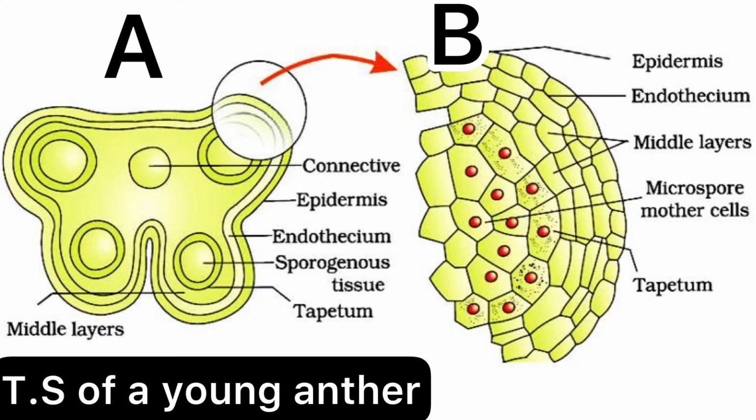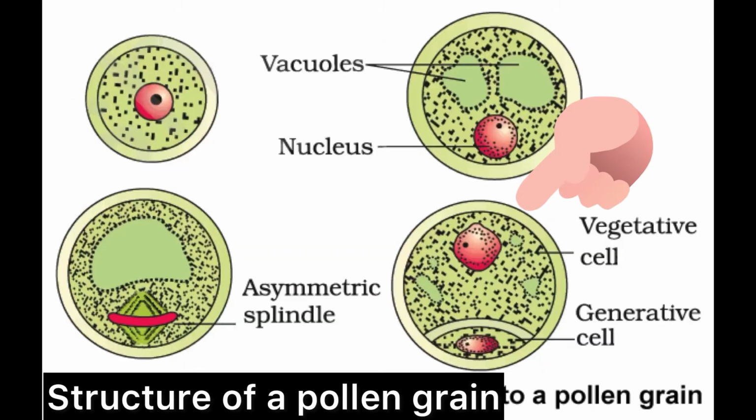In case they ask to draw TS of the young anther along with the enlarged view of a microsporangium showing wall layers, you have to draw both A and B. The next diagram on the screen is the structure of pollen grain, or sectional view of the pollen grain. Also remember, these diagrams can be asked for 3 marks, 2 marks or 5 marks. I am only showing you all the important diagrams.